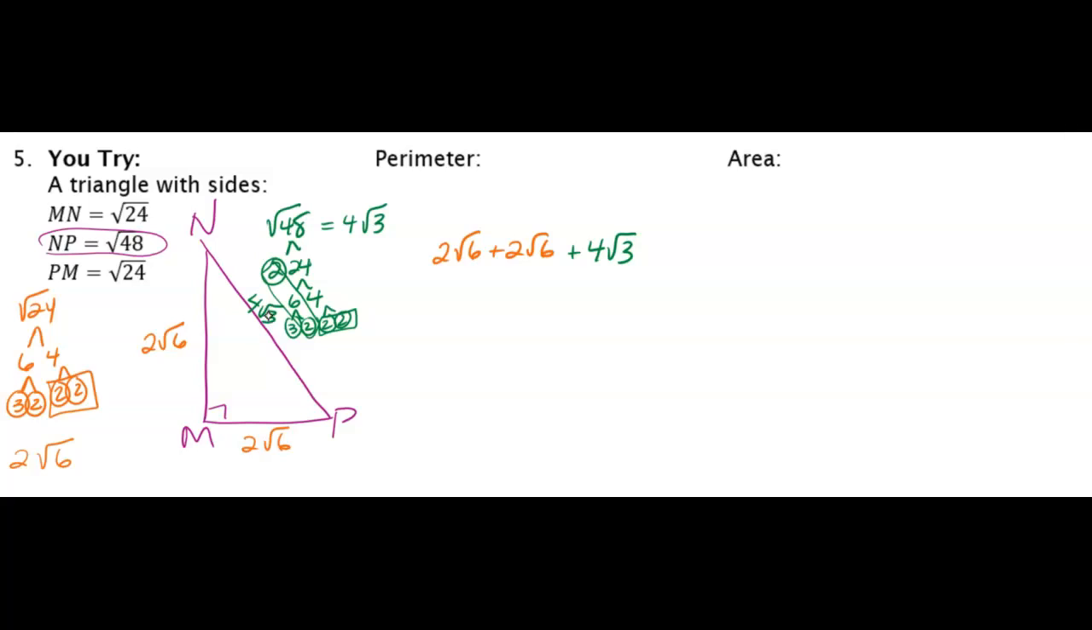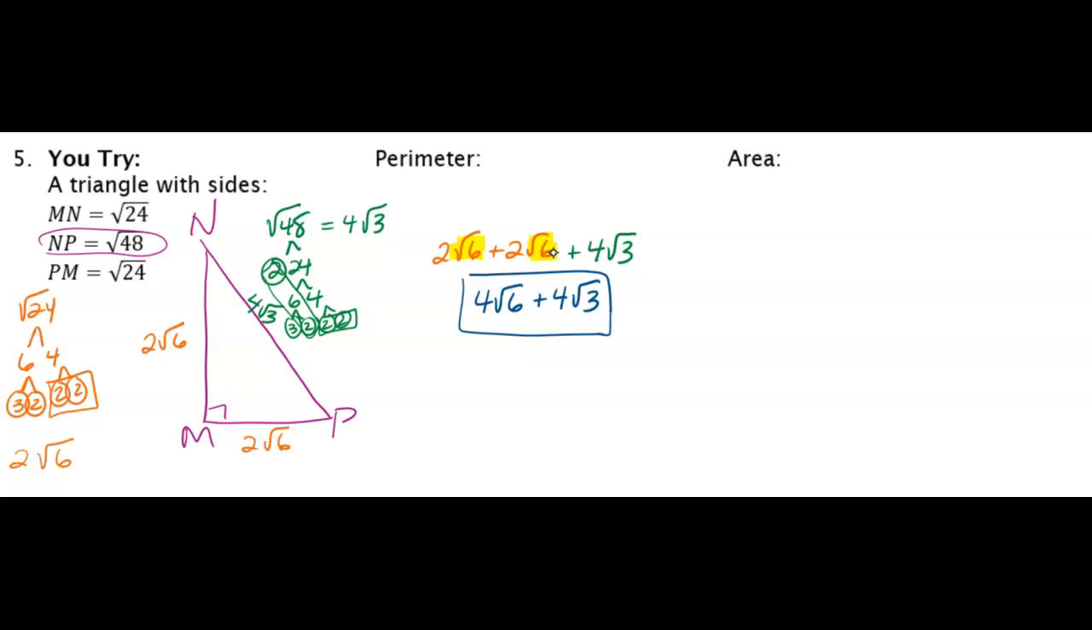So these 2 that are in orange, they both have a square root 6, so I can add their outside numbers together. So if I added 2 plus 2, that gives me 4. So I'd have 4 square root 6. And then the 4 root 3 just kind of tags along because we can't add that together.